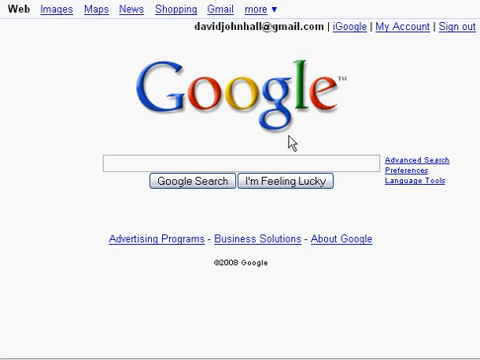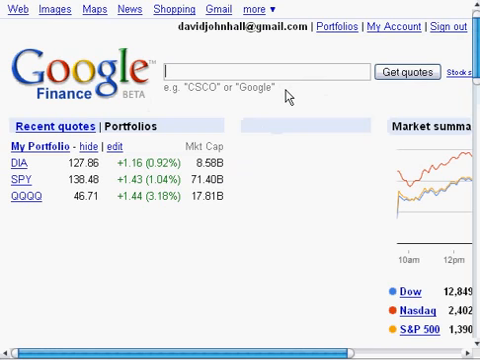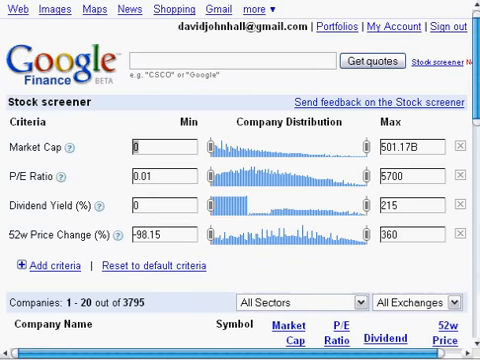What we do is we start here at the Google homepage, and you want to click on the More link and click on the Finance link. Then you will be taken to the Google Finance homepage, and on the top right hand corner here, you will see a link for a new stock screener that Google has introduced. It's intuitive, it's very easy to use, it's user friendly, and it's free, which I'm sure you will appreciate.